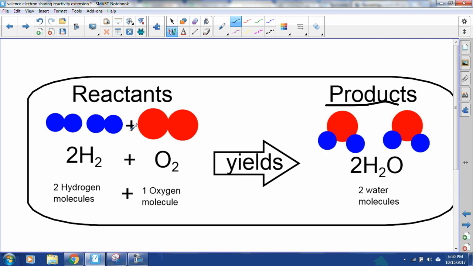And so we have the visual model. Here is the chemical formula model. And then here's how you would read that. 2 hydrogen molecules plus 1 oxygen molecule will yield 2 water molecules.